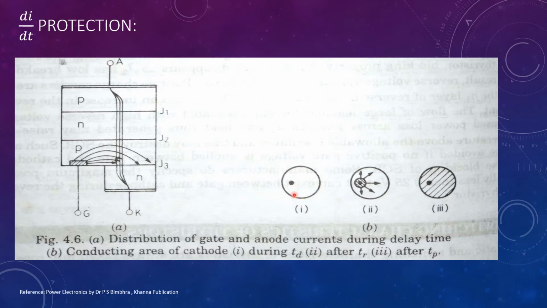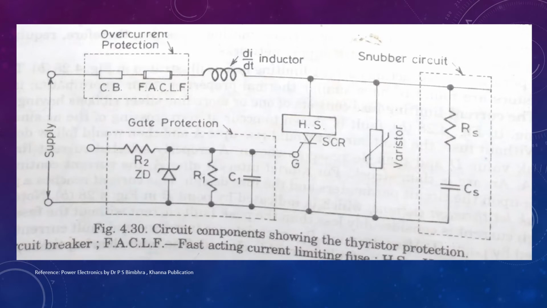Local hotspot heating can also be avoided by ensuring that the conduction spreads in the whole area as rapidly as possible. This can be achieved by applying gate current nearer to the maximum specified gate current. As shown in this circuit, in order to protect the SCR from high di by dt, high rate of change of current, the di by dt inductor is connected in series with the SCR.